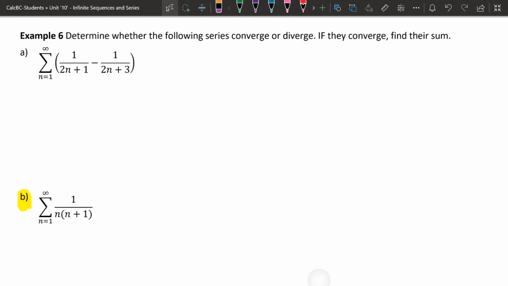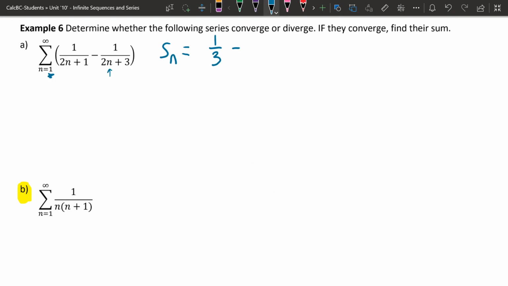Okay, so let's find the sum. We're just going to plug in values and look at at least the first 3 or 4, maybe more terms of this series and look for that pattern. We're starting by plugging in 1. So plugging in our 1, we get 1 over 2 times 1 is 2 plus 1 is 3, minus, and then plugging in a 1 in the second one, 2 times 1 is 2 plus 3 is 5. So we get 1/3 minus 1/5 is our first term.